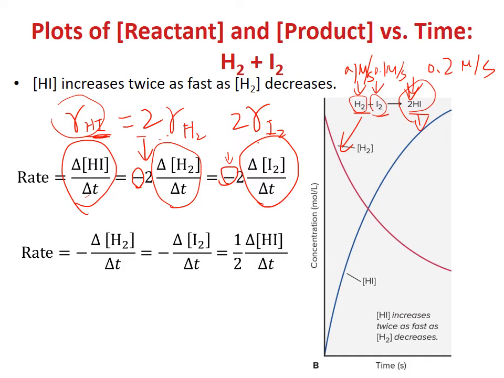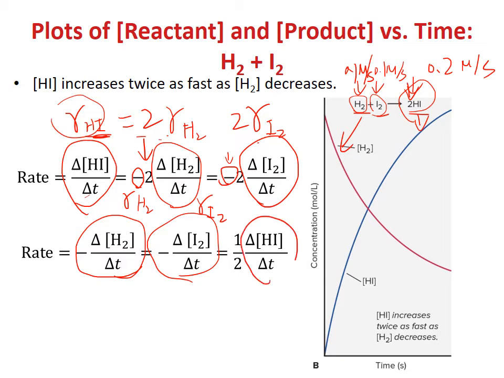Another way to do it is right here. This is the reaction rate for hydrogen, and this is the reaction rate for iodine. And this is the reaction rate for hydrogen iodide, and this is half of it. Hydrogen iodide is twice of hydrogen, and the hydrogen rate is half. You divide by 2.